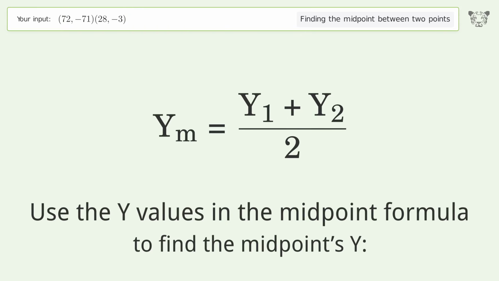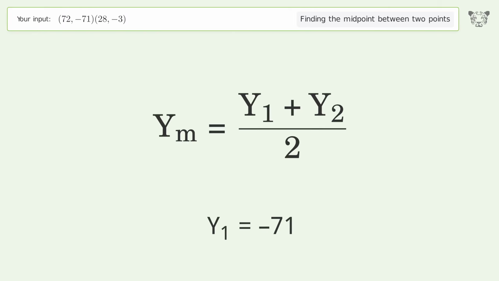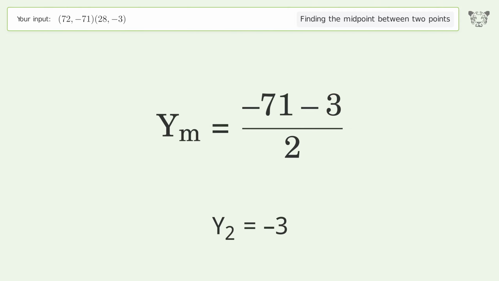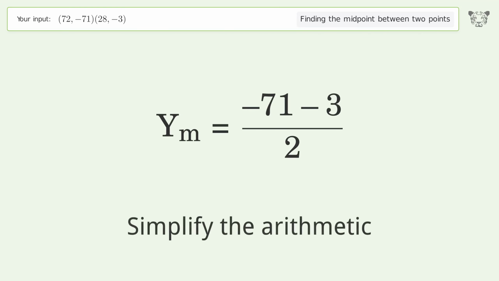Use the y values in the midpoint formula to find the midpoint's y. y1 equals -71. y2 equals -3. Simplify the arithmetic.